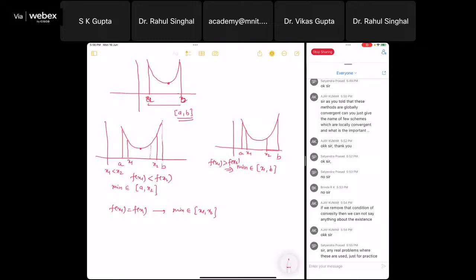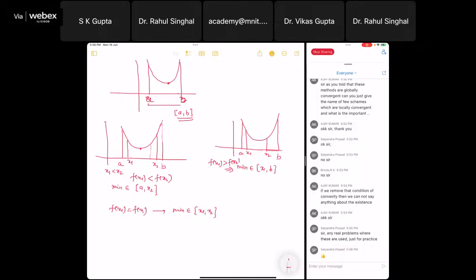So basically, we should have an idea of such problems because they are frequently used in many research problems. Those research problems may have some real world application as well, as you said, right? Any other thing?